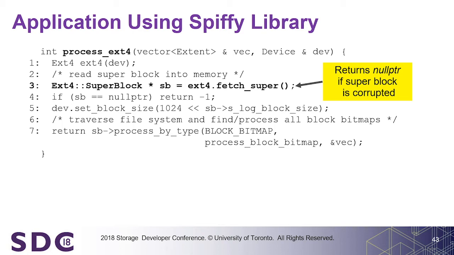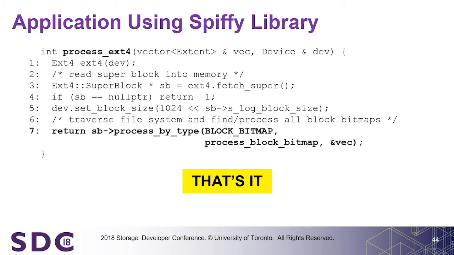Now, we show the same application written using the Spiffy library. On line 3, we retrieve the super block through the fetch_super function. If the super block is corrupted, the function will return null.